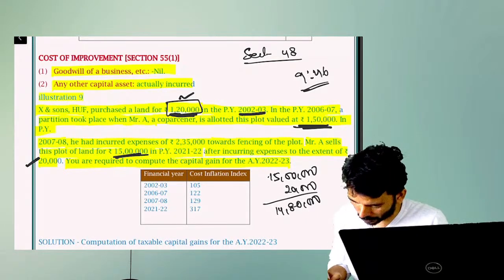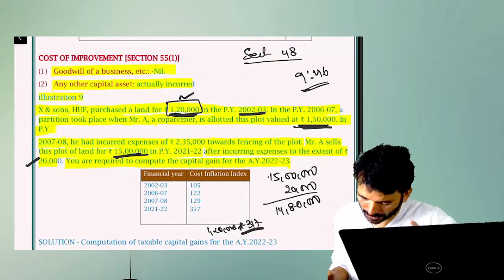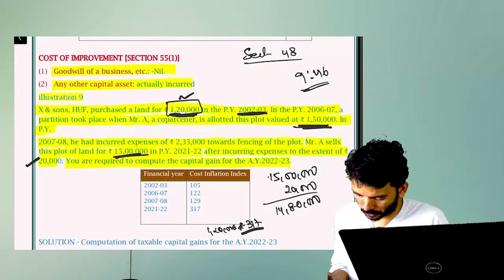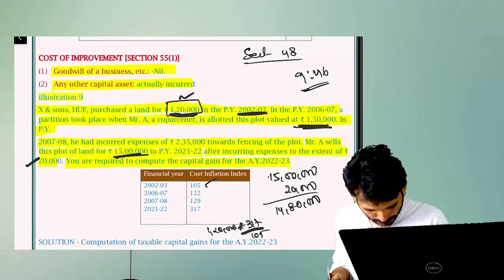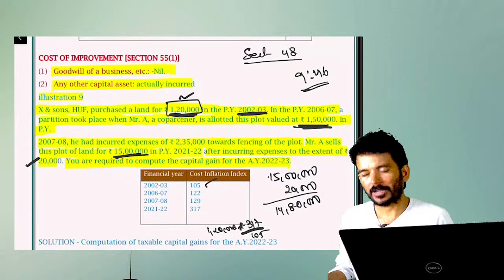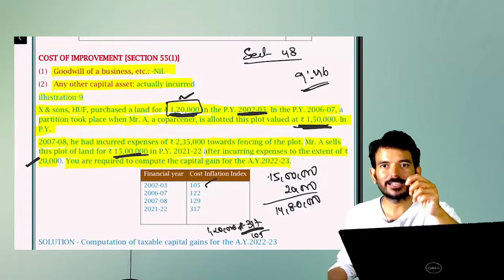So 1,20,000 multiplied by CII of the current year 317 divided by CII of the year in which the previous owner took it, 2002-03, that is 105. Yes. Not 105. Okay, so there is a confusion here. There is a case study. I will explain that also. Manjula J. Shah case study.